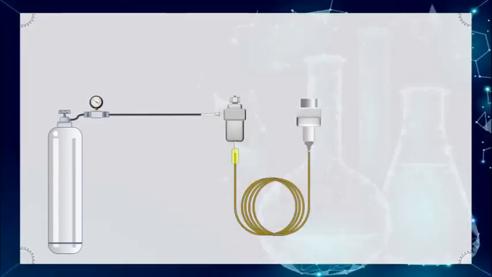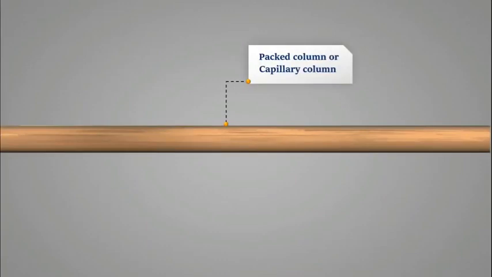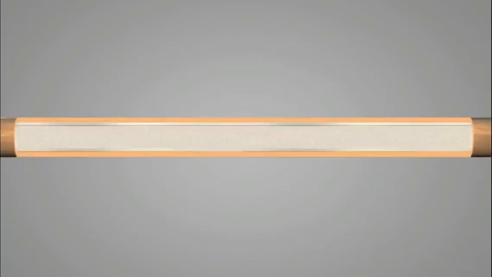Two types of columns are used in GC: packed column, where the stationary phase is coated directly in the column, and capillary column, where the stationary phase is coated on the inner wall of the column. The mixture separation is based on differential partitioning of the components between the mobile and stationary phases. The component which has less affinity to the stationary phase, consequently less interaction, travels faster and elutes first. And the component which has more affinity to the stationary phase, consequently more interaction, travels slower and elutes later.